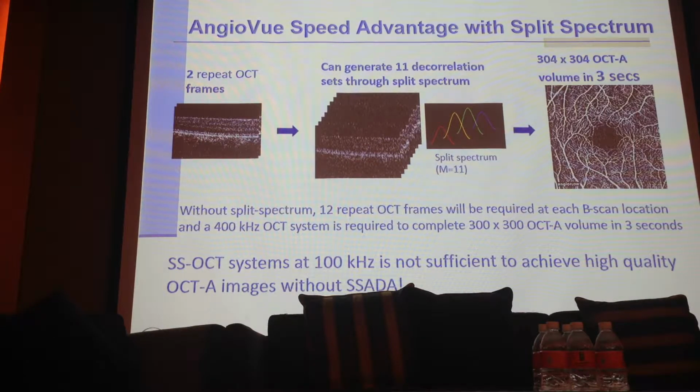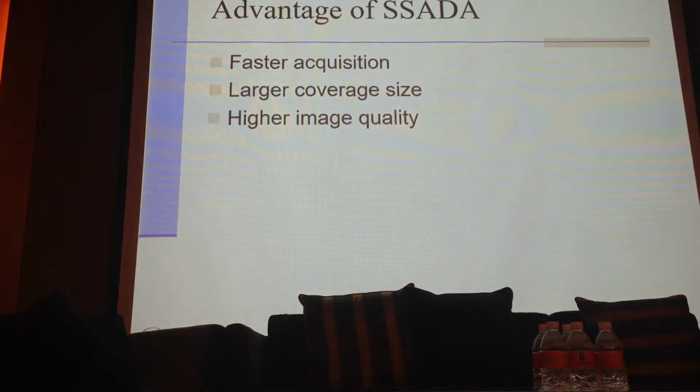It's not commercialized yet. So even with the fastest SSOCT available in the market, 100 kilohertz, is still not sufficient to achieve the same high quality, because the more scans we take, the better image we can get, because we need more scans to differentiate signal flow from background noise. So that's how we get SADA, split spectrum. It's patented from OHSU, Dr. Debbie Huang and Dr. Yali Jia.